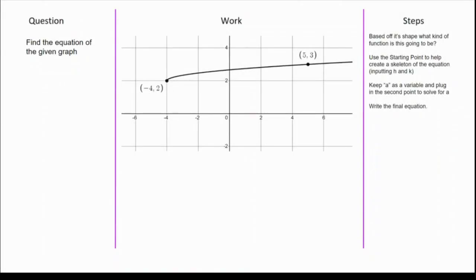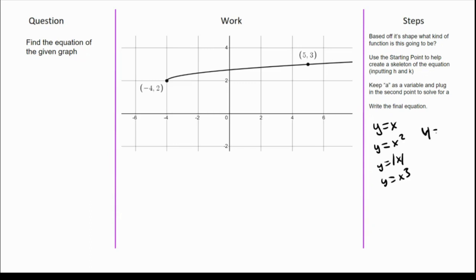Here I'm asked to find the equation of the given graph. So in this situation, we need to do a couple things before we can get our complete equation. The first being we need to figure out what kind of math is going on, right? We've done a lot of different equations, including linear or quadratic or absolute value.